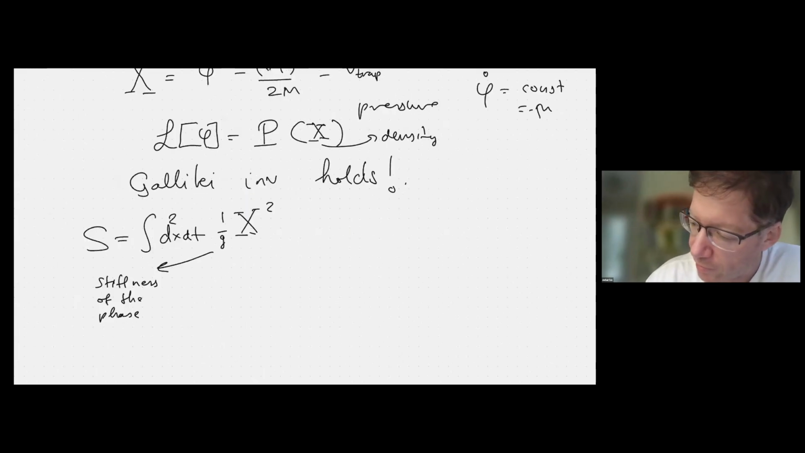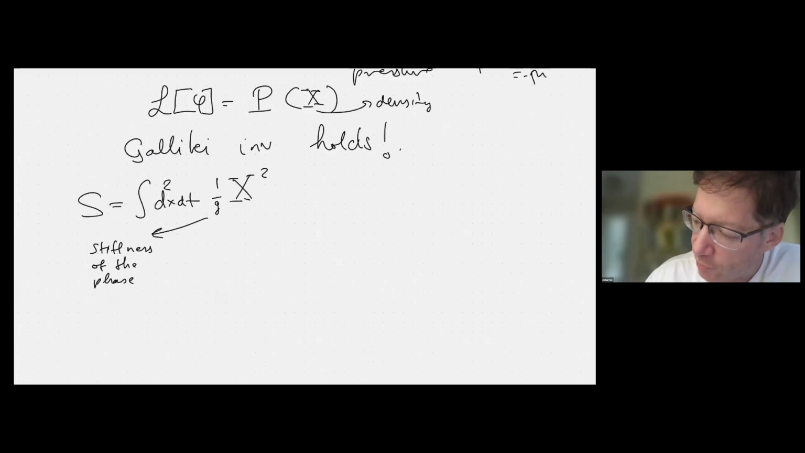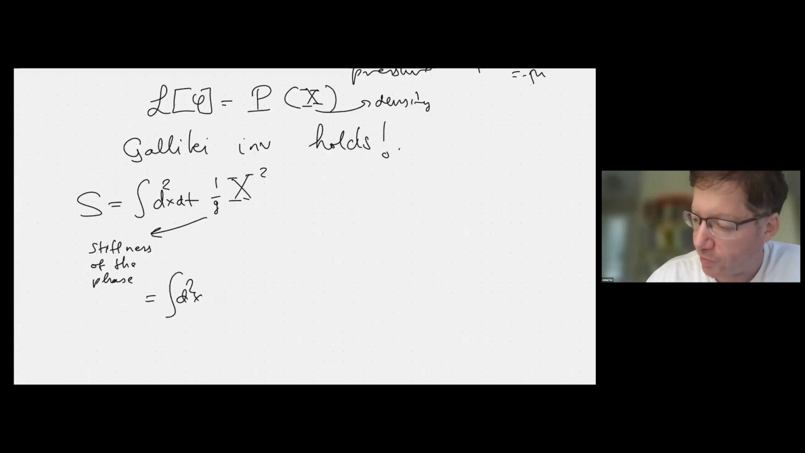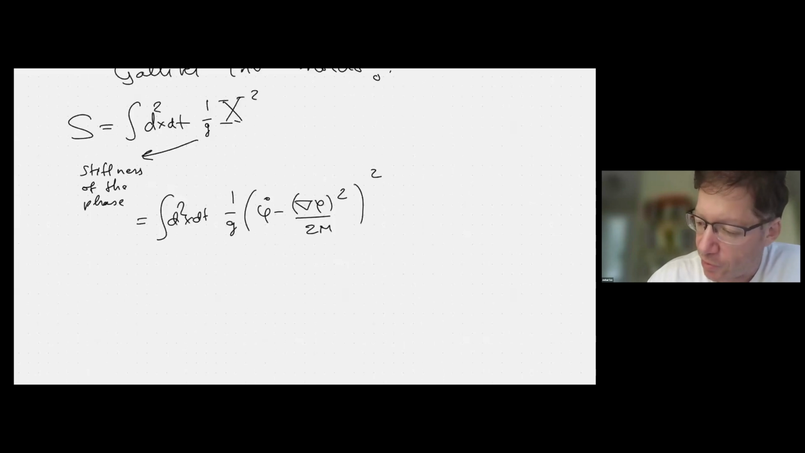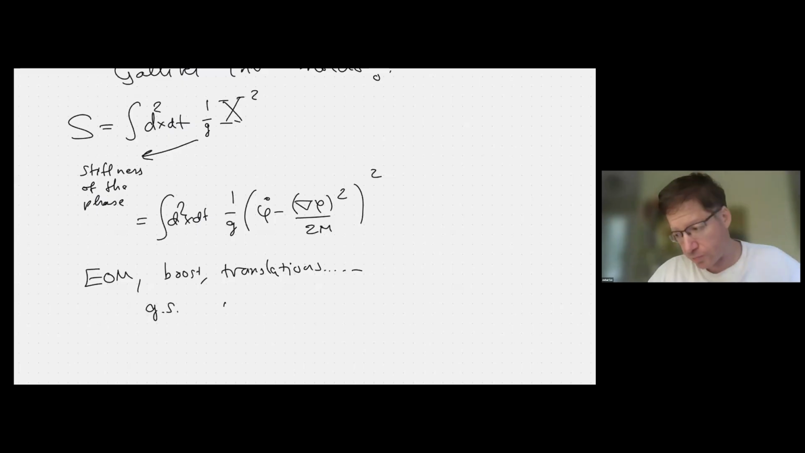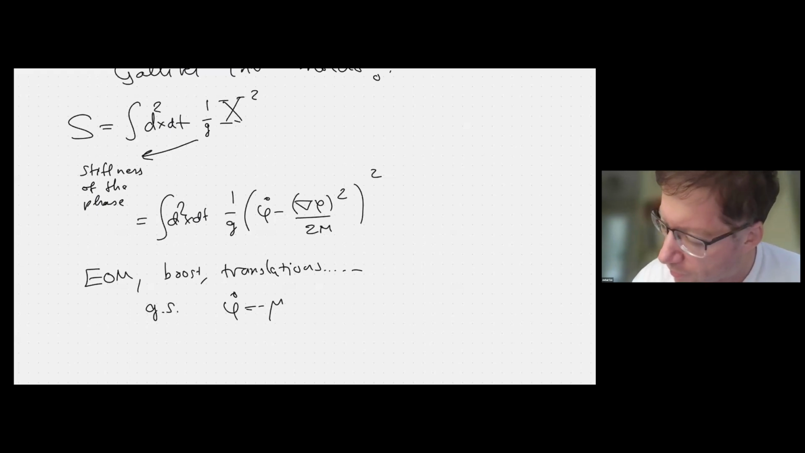So let me just write it more explicitly. The integral d2x dt. I'm going to throw away the trapping potential just for simplicity. So we have phi dot minus grad phi squared by 2m, squared. This is, I claim, the first approximation for the superfluid effective field theory. And you can write down the equations of motion. You can write down the boost and translation Noether charges. It's a very simple effective field theory. As I said, the ground state solution is phi dot equals mu, maybe minus mu, or plus mu. I don't think it matters. Let me just make it plus mu for simplicity. So that's the ground state.